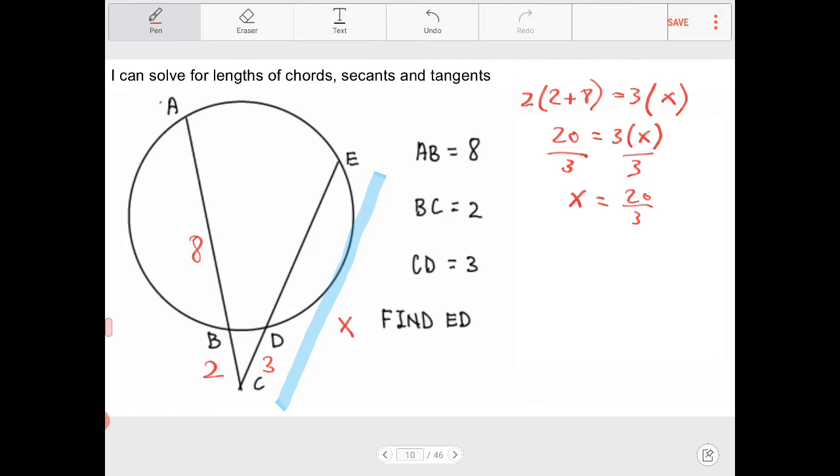However, 20 thirds is not the length that I'm looking for. I'm looking for the length of ED. The length of ED will be 20 thirds minus 3. So what is 20 thirds minus 3? 20 thirds minus 3 is 11 thirds, because 3 is 9 over 3, so 20 minus 9 is 11.